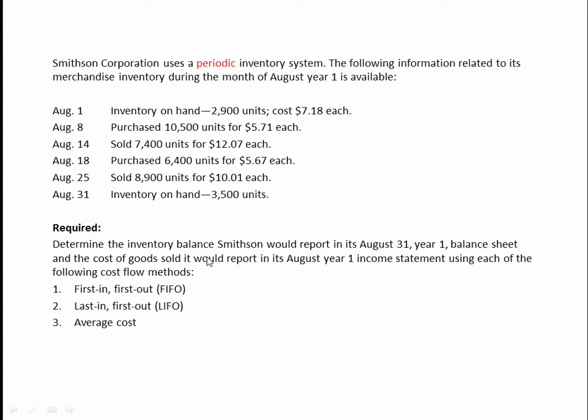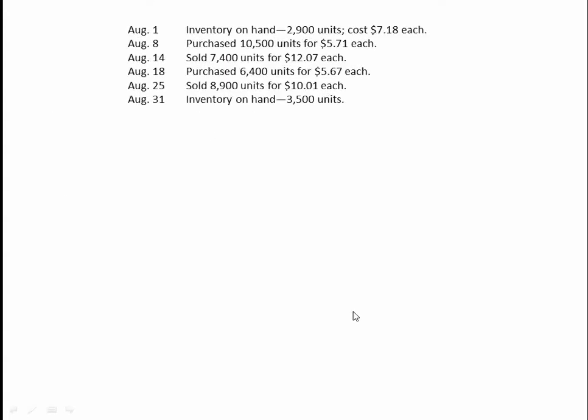So we need to determine the inventory balance for August 31st, year one, for the balance sheet, which is the ending inventory, and the cost of goods sold that will appear in the income statement. So we're going to do this under FIFO, first in, first out, LIFO, last in, first out, and the average cost. Okay, same information that was on the previous slide. So what we're going to do is have three columns: available for sale, cost of goods sold, and ending inventory.